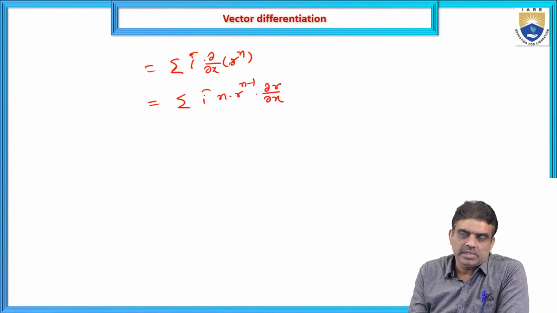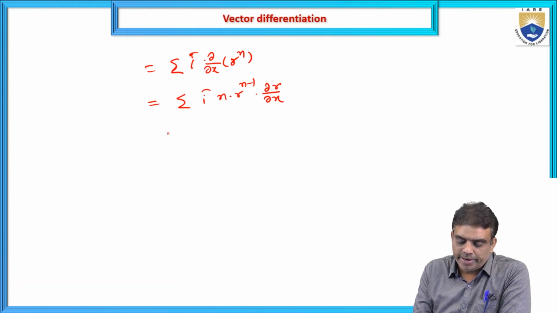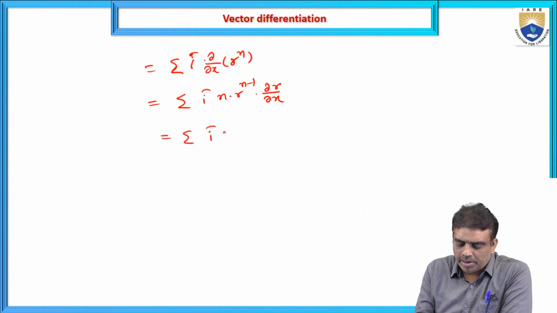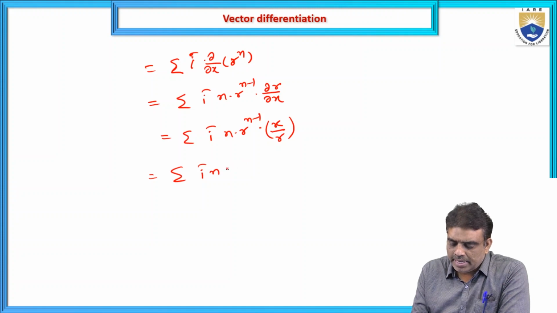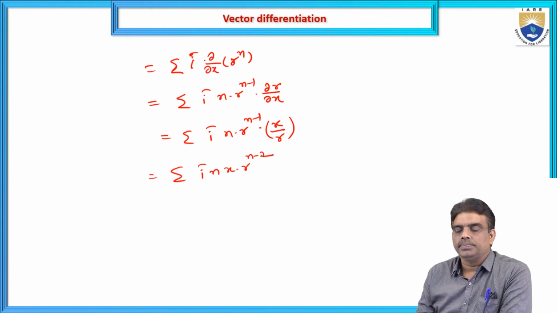n into r is a function of x, y, z. So you will get dou r by dou x also. Summation i bar into n into r power n minus 1 into dou r by dou x, that is x by r. Dou r by dou x is x by r. Or I can write it as sigma i bar into n into x into r power n minus 2.